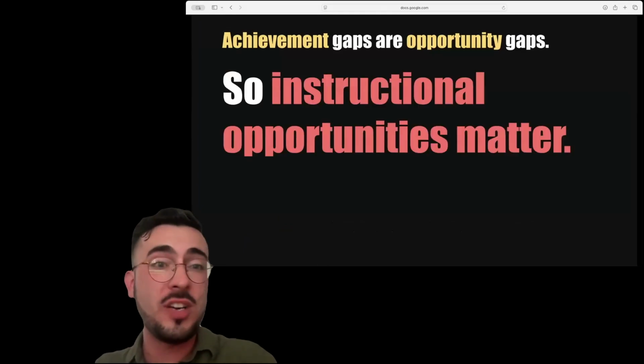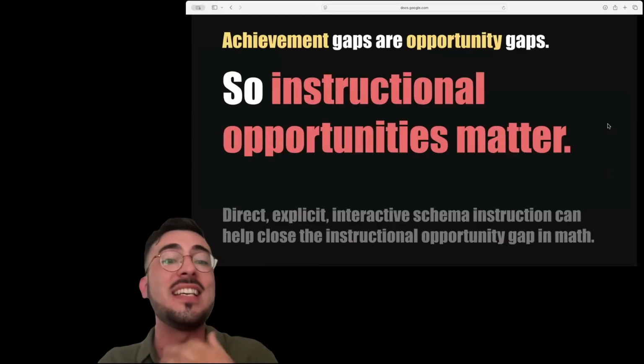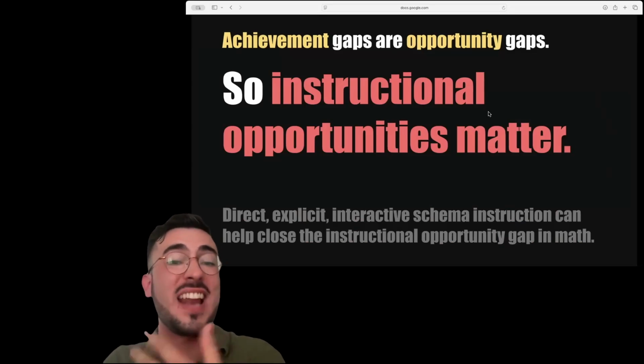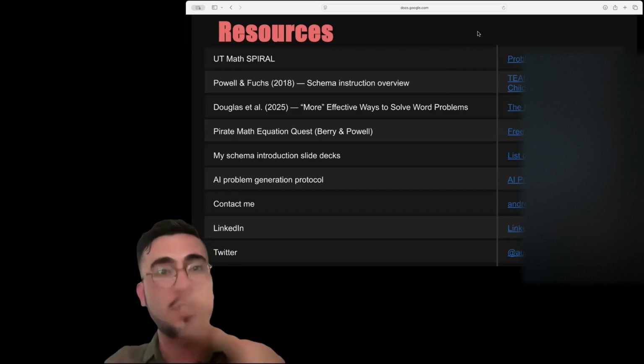Achievement gaps are opportunity gaps. So instructional opportunities matter. And I think that direct, explicit, interactive schema instruction can help close the instructional opportunity gap in math. Sorry, I rambled.